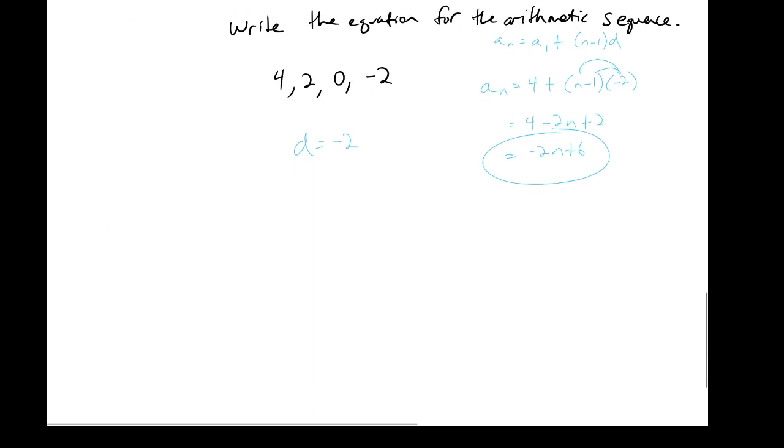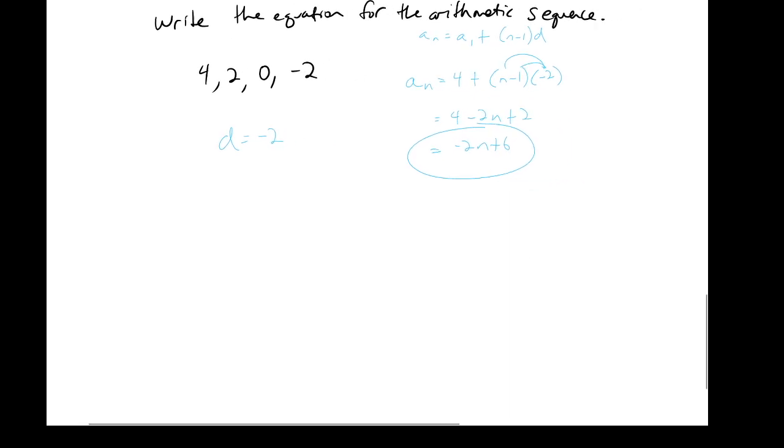Let's try another one. Let's do negative 12, 0, 12, 24. So it's our sequence. Again, first step, let's figure out what our common difference is. In this case, to get from one term to the next, we're going to subtract 12. So our common difference d is negative 12. a sub n is going to be equal to our first term, negative 12, a sub 1, right? Plus quantity n minus 1. Okay.